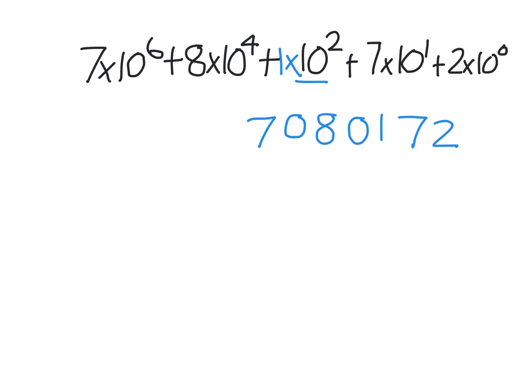This number is 7,080,172. And that's exactly what this says. 10 to the power of 6 is a million, so 7 millions, 8 10,000s or 80,000s, 172. All right, let's now look at a related number system called binary.